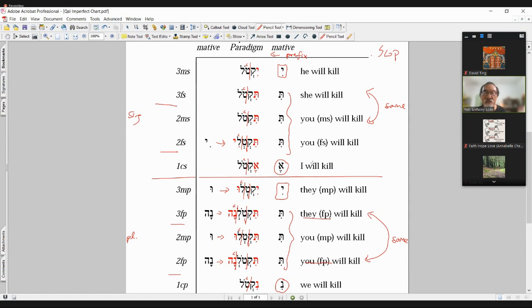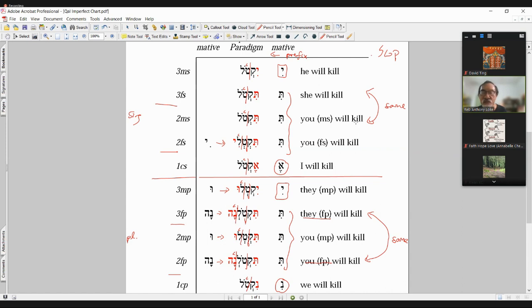So if you use cartel for the perfect, then use the same word for the imperfect, and then use the same root word for the rest: infinitive absolute, infinitive construct, imperatives, passive, qualitative. Use the same one so that it becomes easier. Because if you keep changing the root word for different paradigms, one for perfect and a different one for imperfect, it's harder to remember and see the changes.